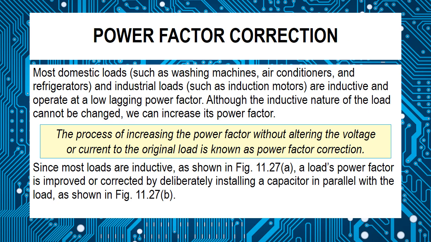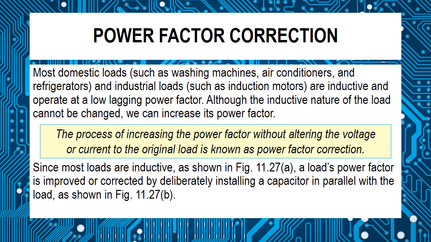Next, for the power factor correction, most domestic loads such as washing machines, air conditioners, and refrigerators, and industrial loads such as induction motors are inductive and operate with a low lagging power factor. Although the inductive nature of the load cannot be changed, we can increase its power factor. The process of increasing the power factor without altering the voltage or current to the original load is known as power factor correction.